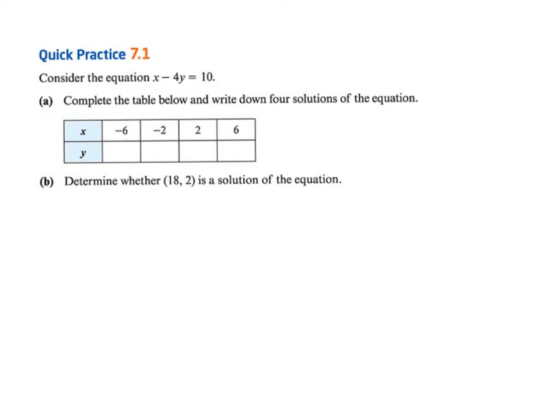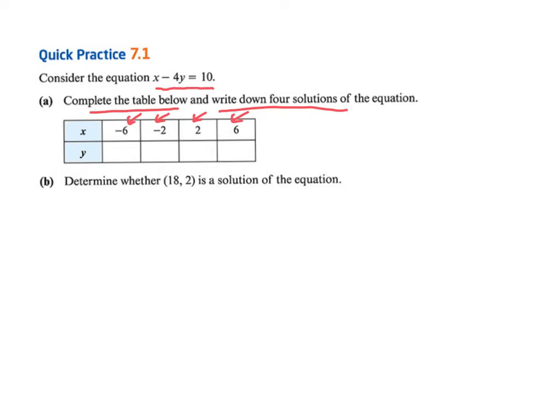Okay, so this is quick practice 7.1. Consider the equation x minus 4y equals 10. Complete the table. Okay, mission 1. And then mission 2, write down 4 solutions. The values of x are given, and then you need to find the corresponding y.